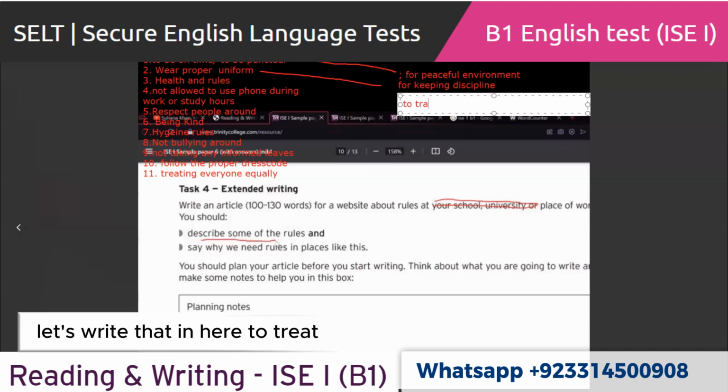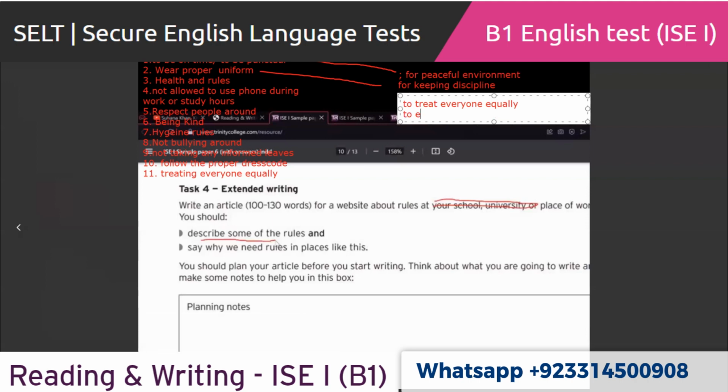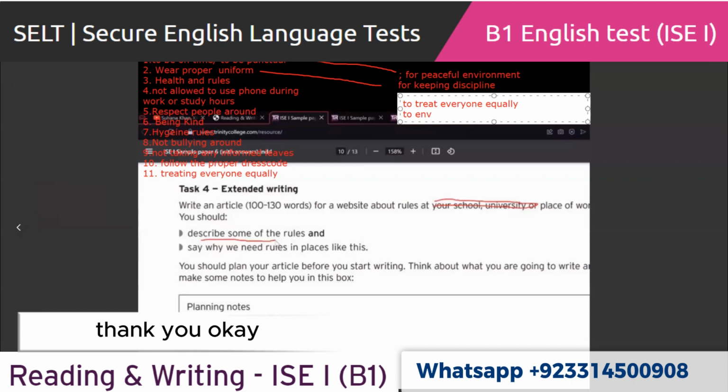Let's write that in here: to treat everyone equally, or bring equality, or for teamwork. To encourage teamwork. This is such a good point, thank you. To encourage teamwork, because at all these places you have to work with people. If you don't like the word teamwork, you can say to work with people around you, or to cooperate with people around you.